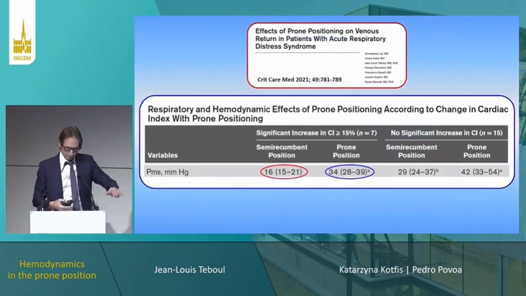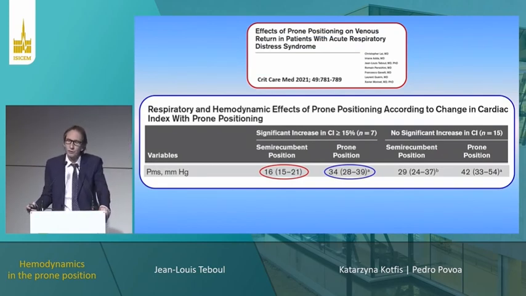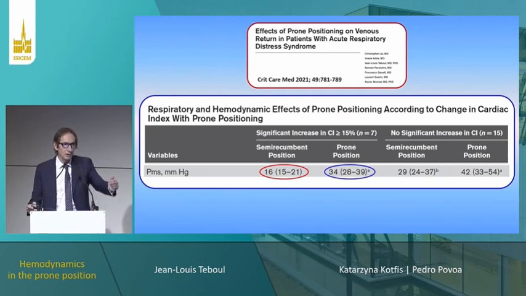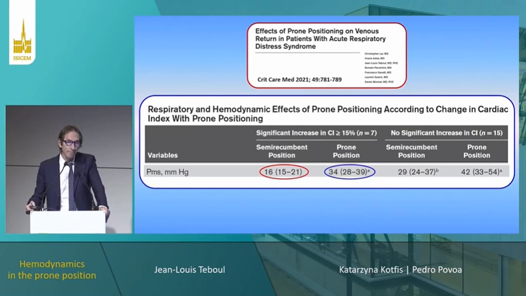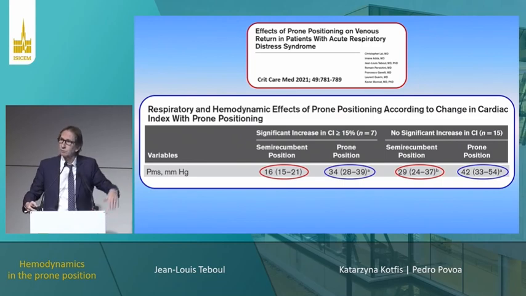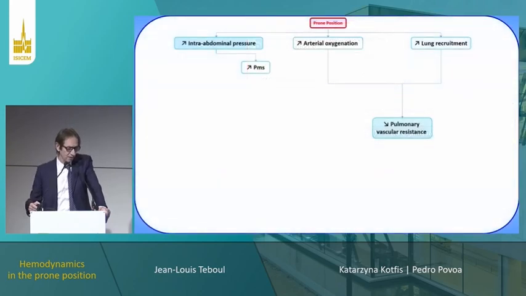So now, on the opposite side, the venous side, we have, with prone position, an increase in the mean systemic pressure, which is due to the increase in abdominal pressure. In this study with Christopher Lai, we observed an increase in the mean systemic pressure, whatever the change in cardiac output, in patients who increase or not cardiac output. Sometimes a huge increase in the mean systemic filling pressure.